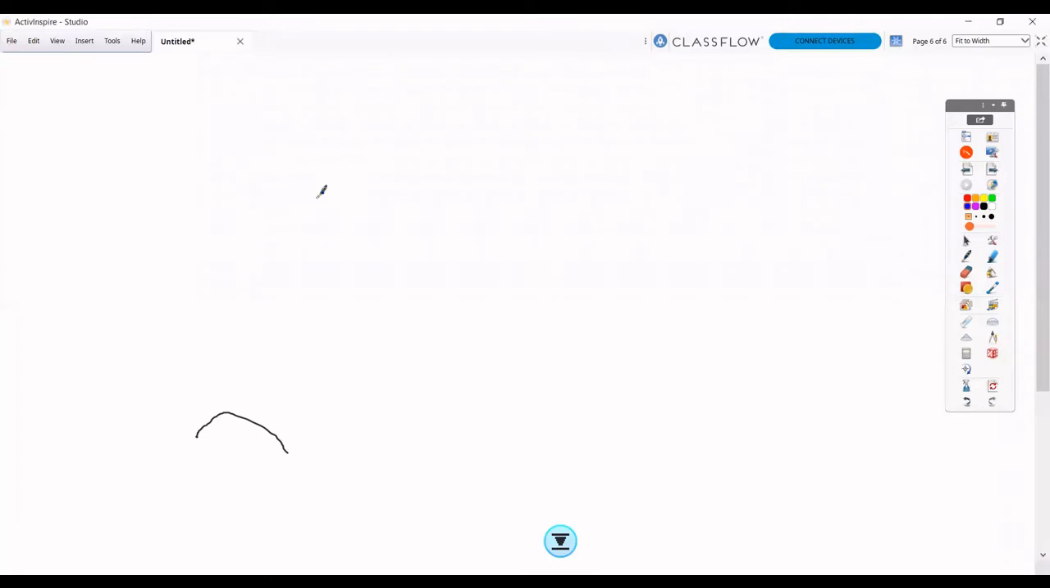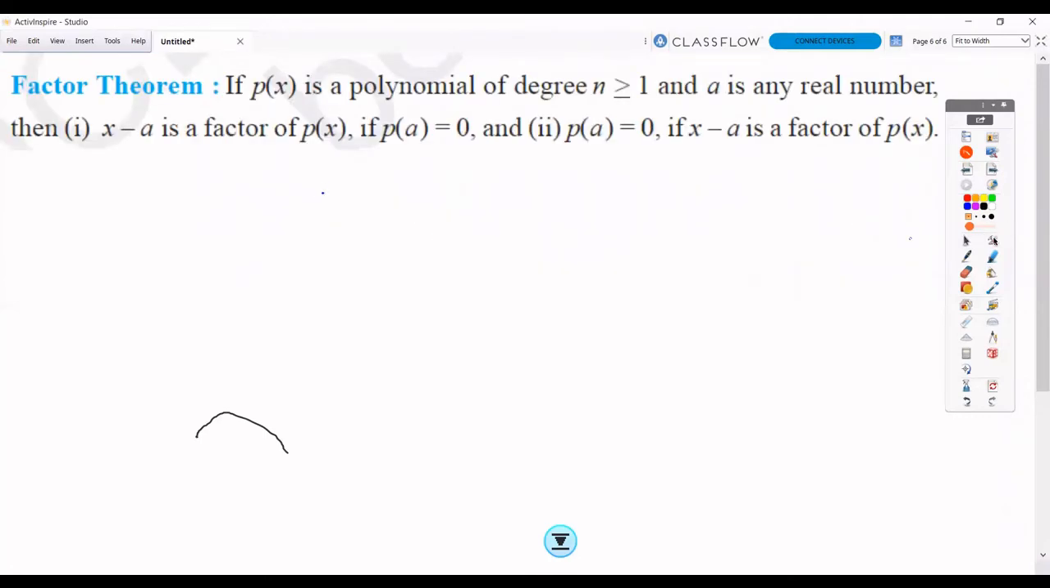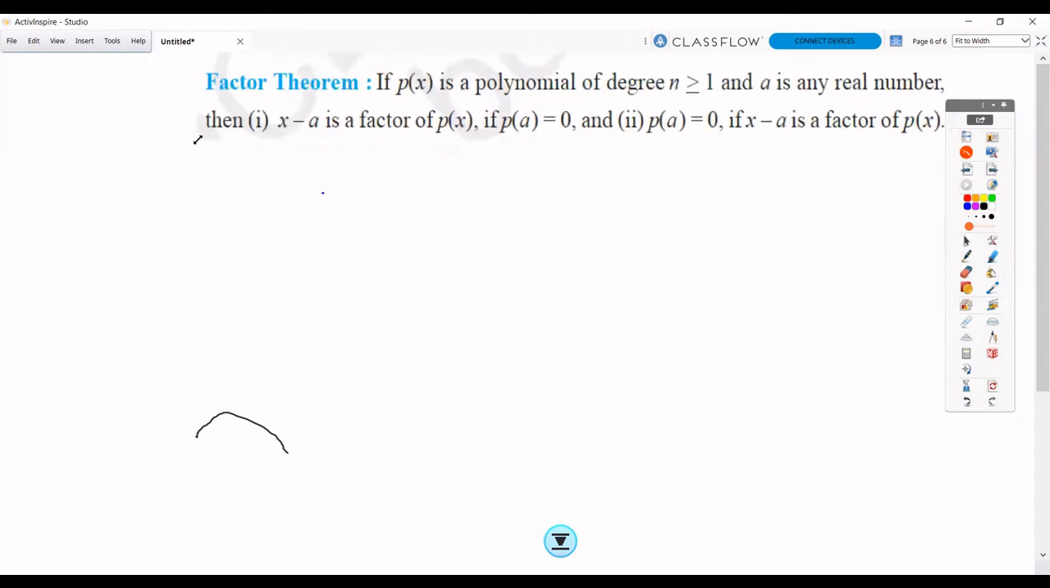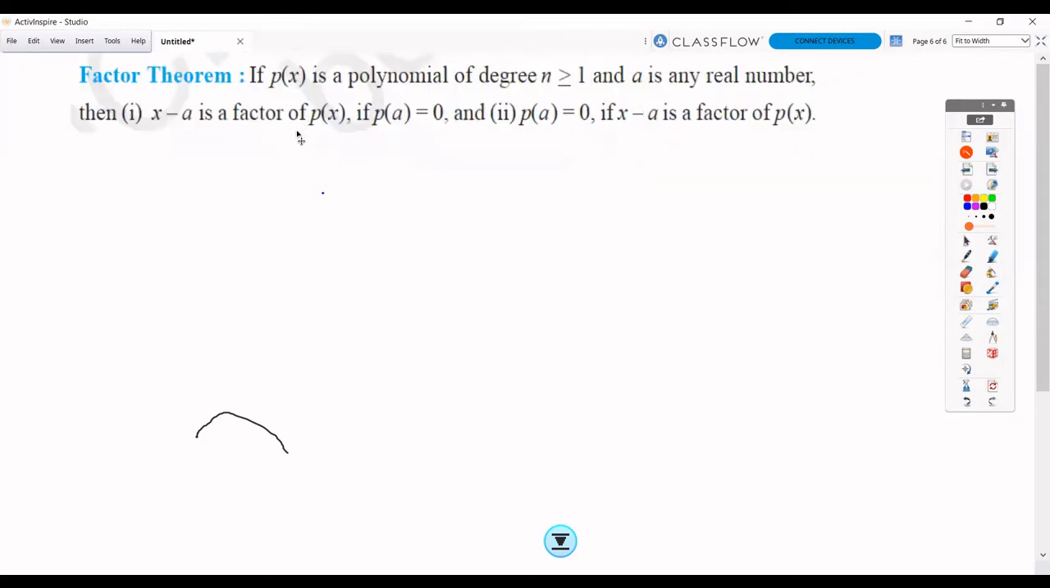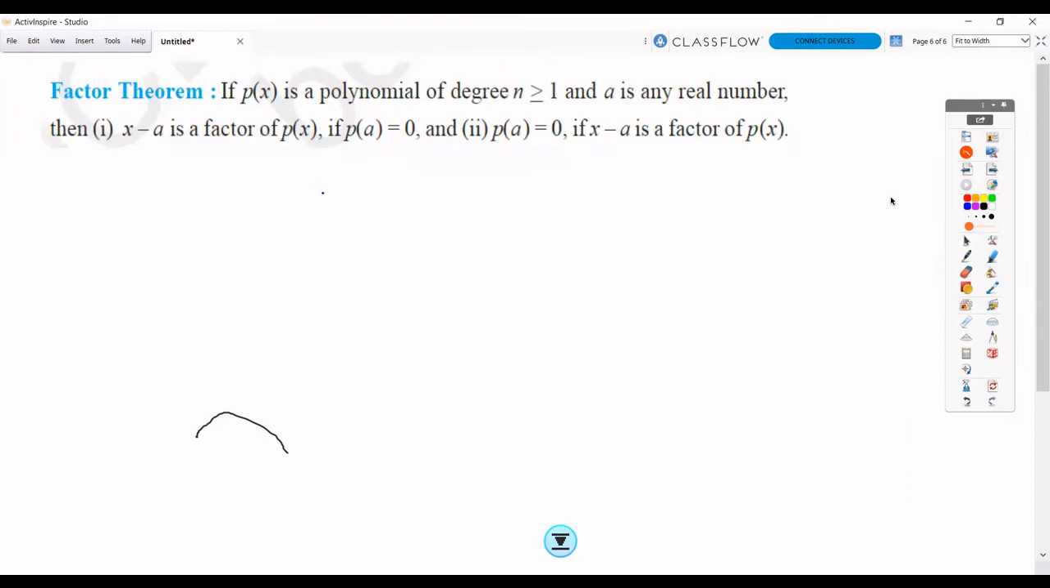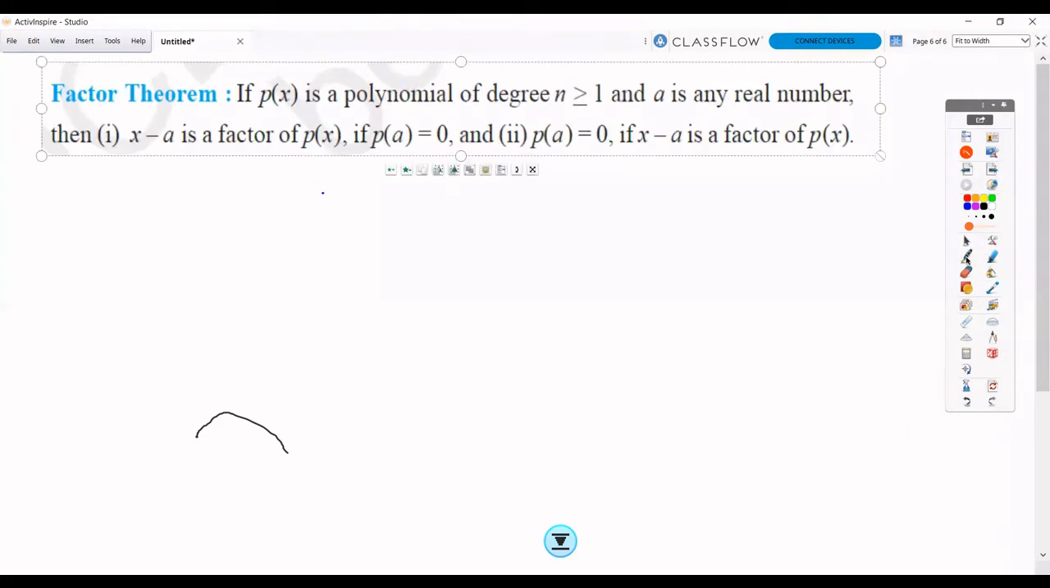we have the next topic, factor theorem. Factor theorem, once again, we are supposed to read it very carefully. Sometimes in the examination, they ask you to write down the factor theorem as well as the remainder theorem. If you know the remainder theorem, factor theorem is easy. Okay, so don't worry about that. Let me continue with that.